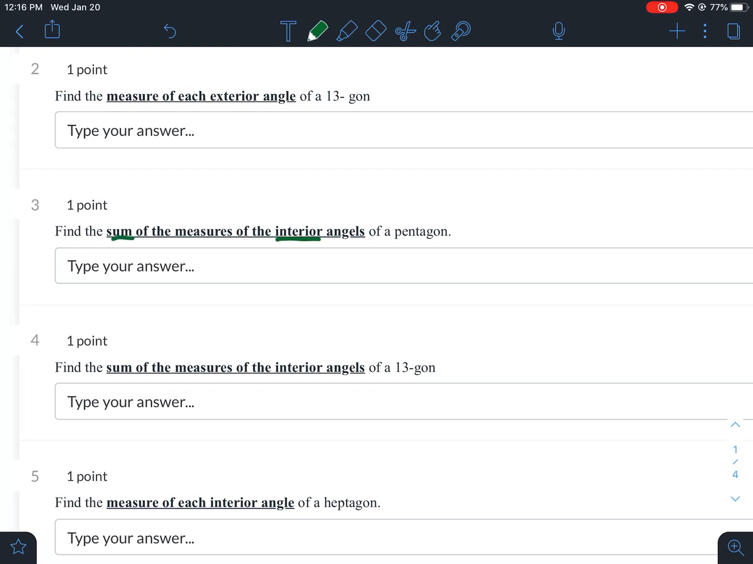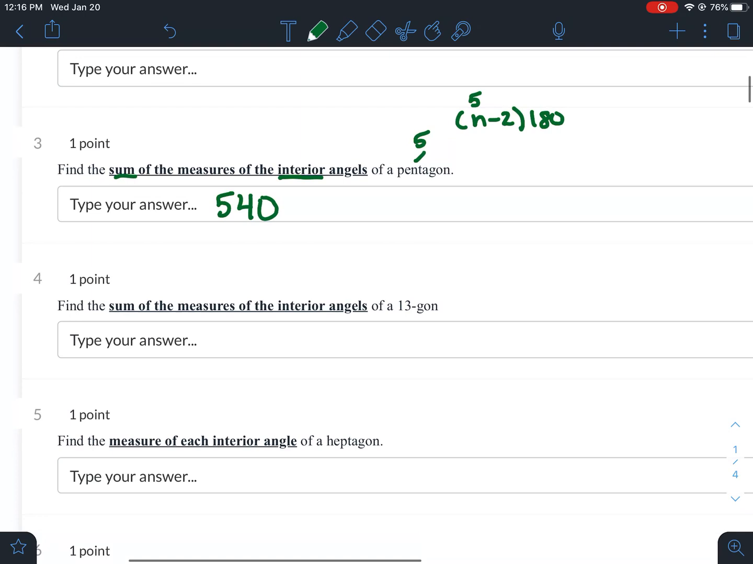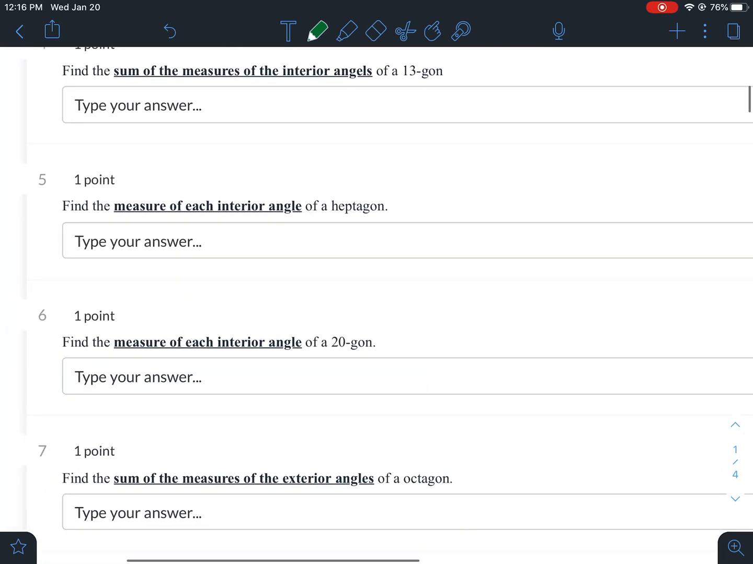For number 3, they want the sum of the interior angles, again of a pentagon, which is 5. On your notes, you should have the sums already in there, but if you forgot, we're going to use the formula of n minus 2 times 180. Here, n is 5, so 5 minus 2 times 180 is going to give us a number of 540. You're going to do the same thing with 4, but n is 13 this time.